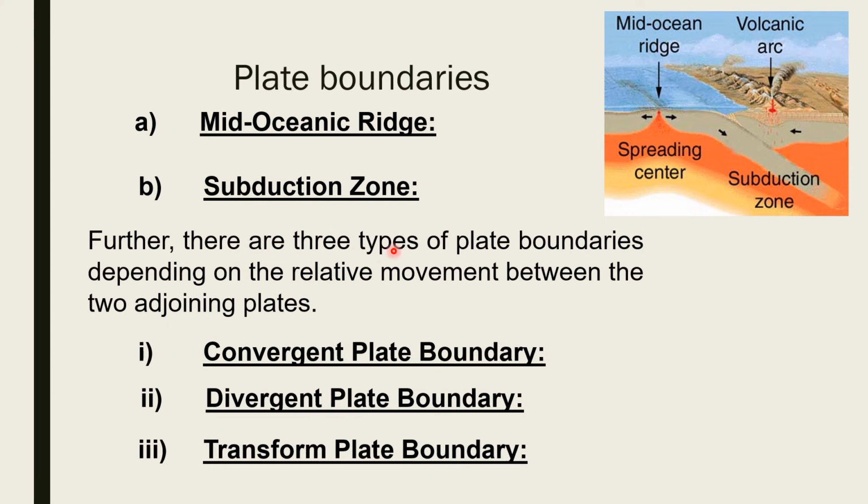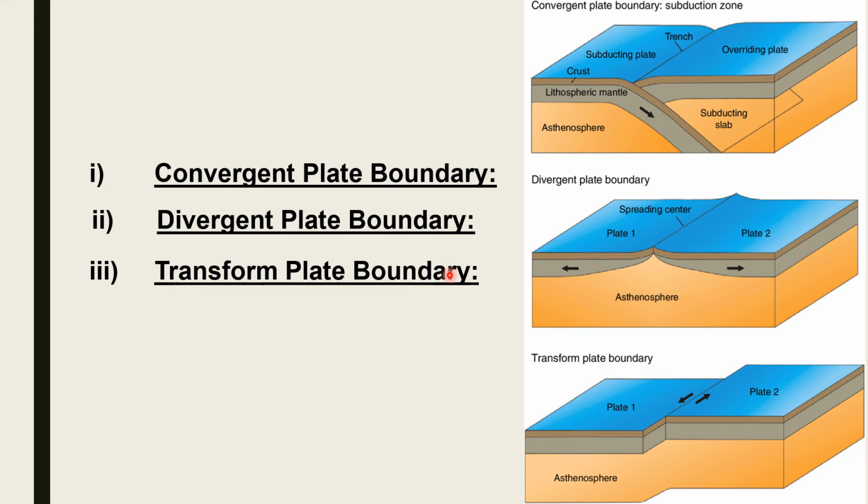Further, there are three types of plate boundaries depending upon the relative movement between the two adjoining plates: convergent plate boundaries, divergent plate boundaries, and transform plate boundaries. Here is a transform. There is a relative movement, one plate moves downward and the other moves upward. Due to that, a boundary develops, which is called a transform plate boundary.